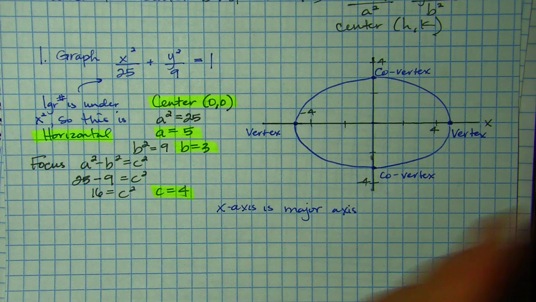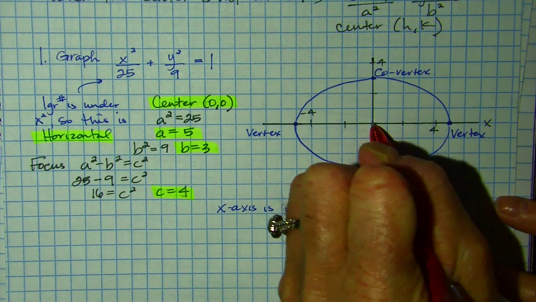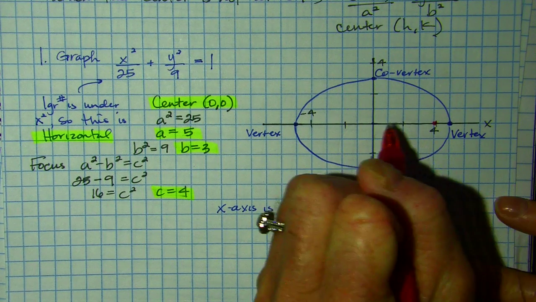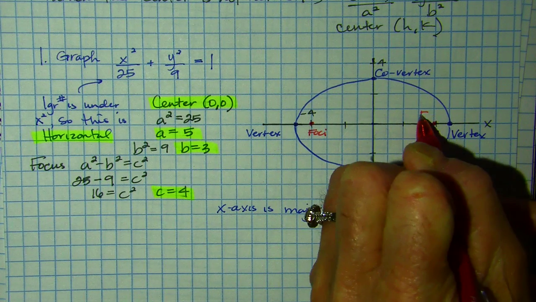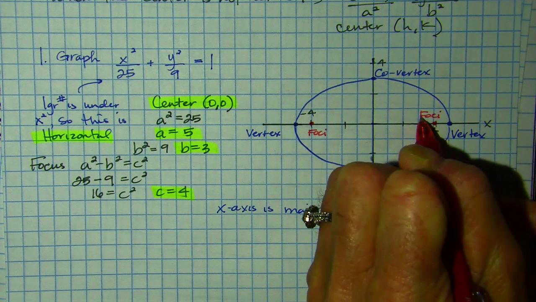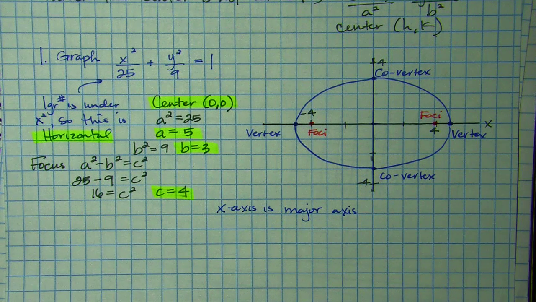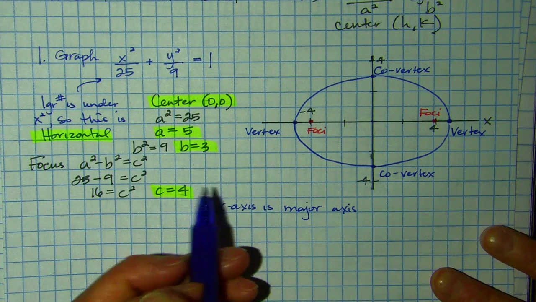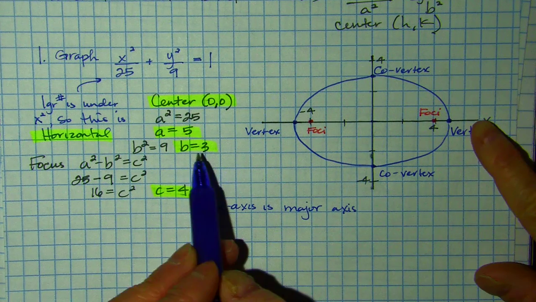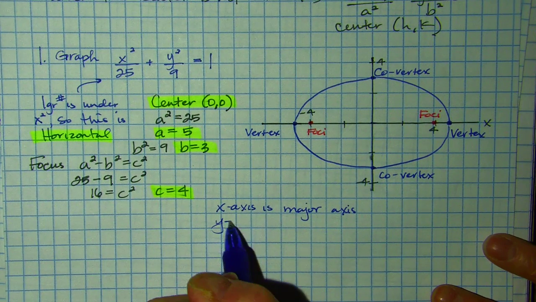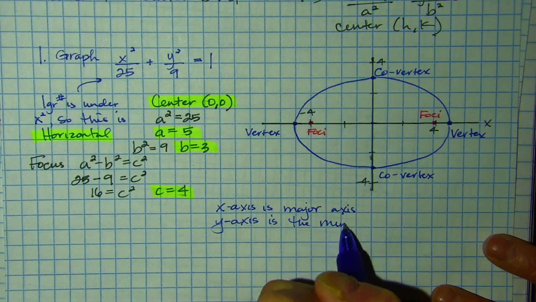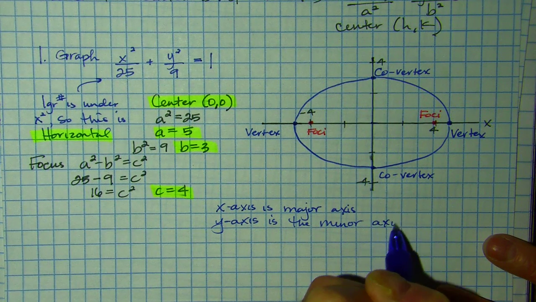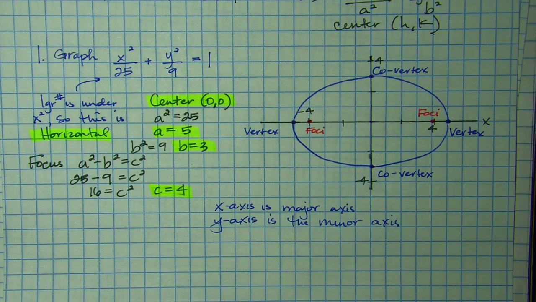And last is my foci. I'm going to go back to the center. 4 and 4. So I have 2 focal points, and focus plural is foci. So that is your ellipse. In this case, because it's horizontal, your x-axis is your major axis. My y-axis is the minor axis because it's shorter across y than it is across x.